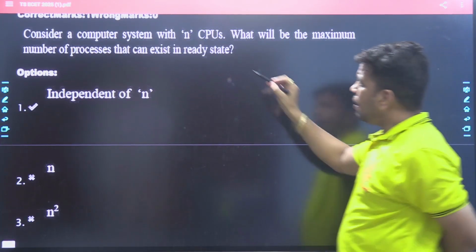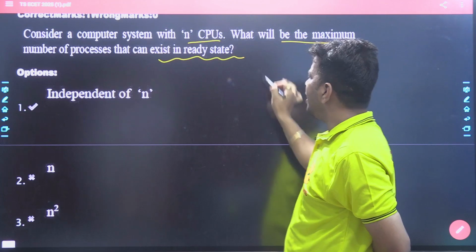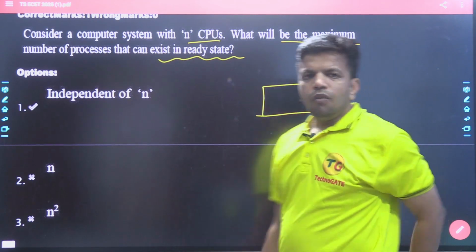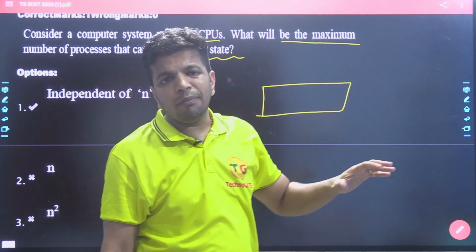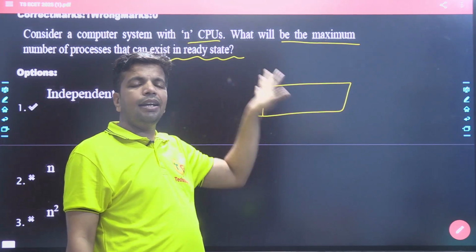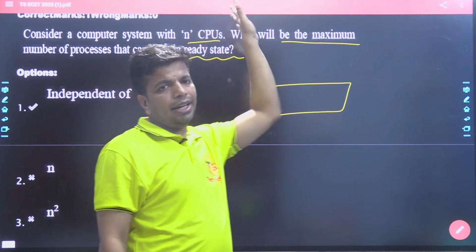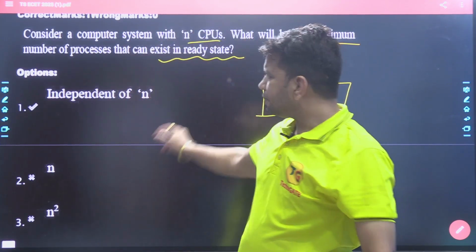Consider you have a computer with n CPUs. What will be the maximum number of processes that can reside in the ready state? See, what will be the number of CPUs? It doesn't matter, because the number of processes residing in the ready state depends on the long-term scheduler, and it is never related to how many CPUs we have.